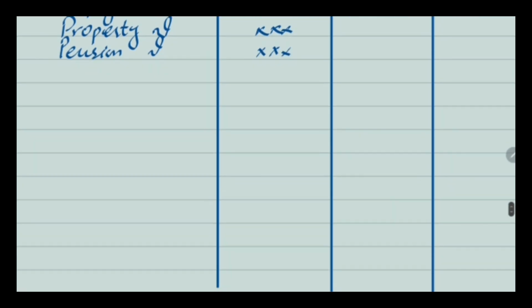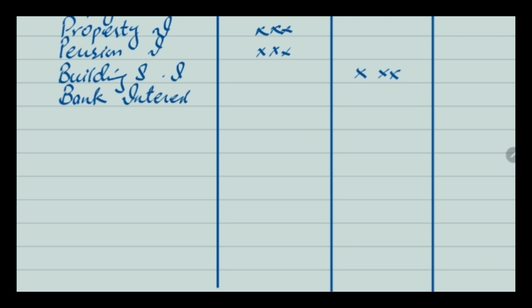This is a basic format. Then there is building society interest, which will be recorded in saving income. Then bank interest, in the column of saving income. Then dividend, which will be recorded in the last column of dividend income. And when you have all these incomes, this is said to be your total income.